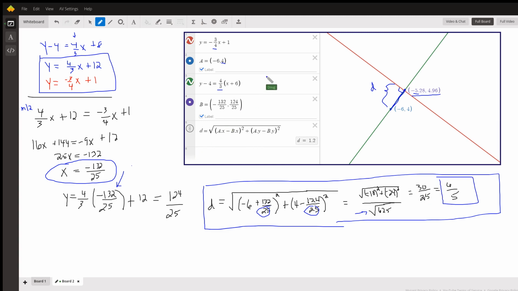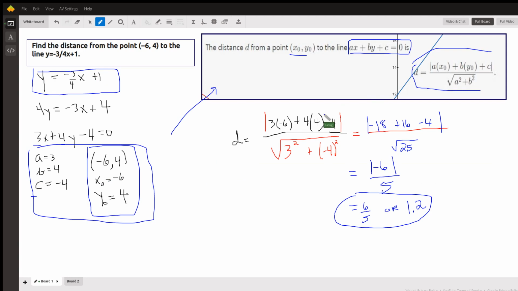A lot more tedious. So if you know the formula, it's quite a bit quicker and simpler.